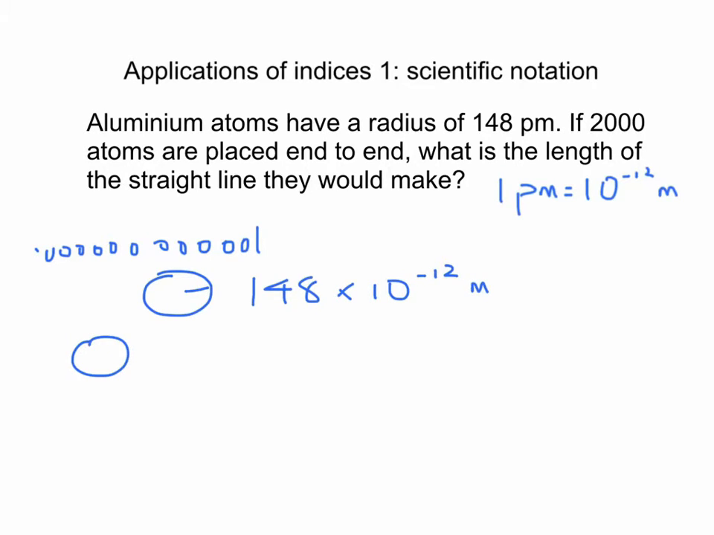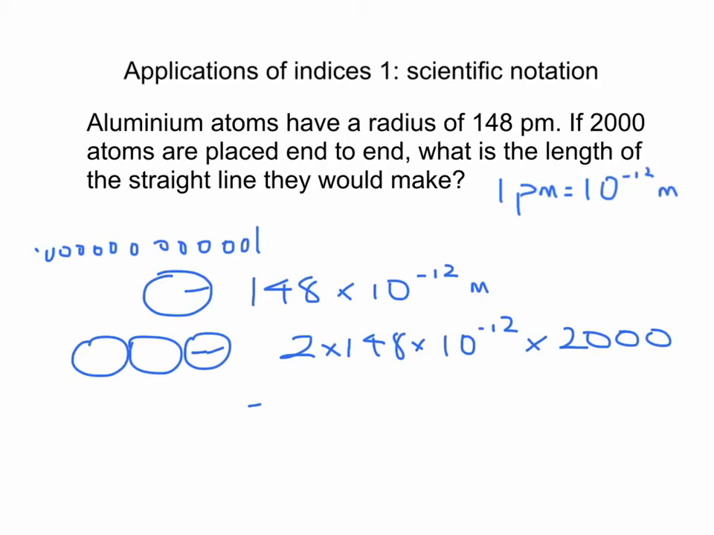So if we put them end to end, you can see that we have to double the radius for each atom. And there's 2,000 of them. So you've got double the radius, and you've got to multiply that by 2000 to see how long that would make. So to make it easier again, I can use that in scientific notation. So I get 2 times 148 times 10 to the minus 12 times 2 times 10 to the 3.